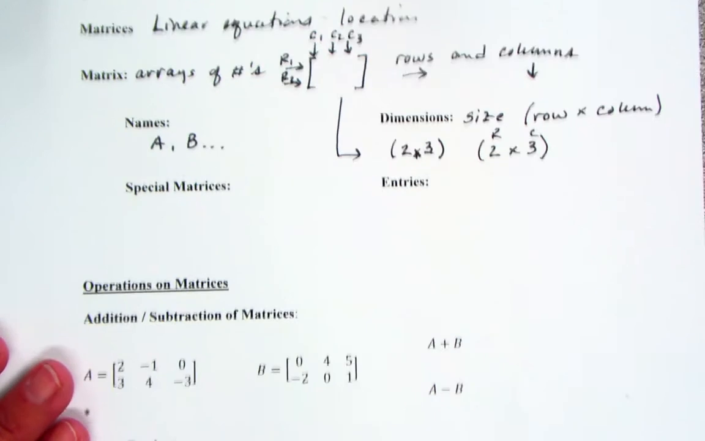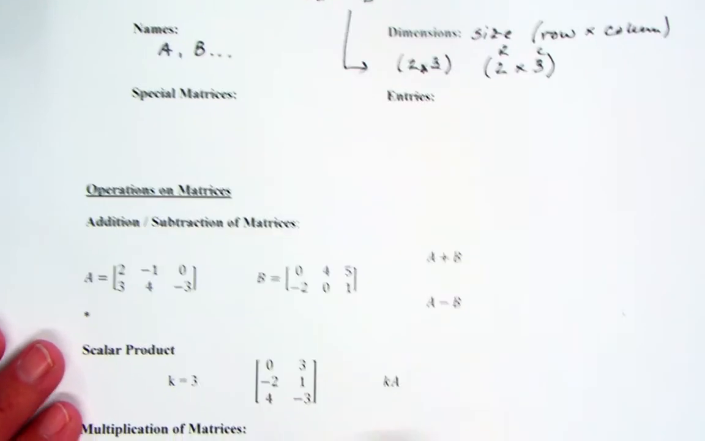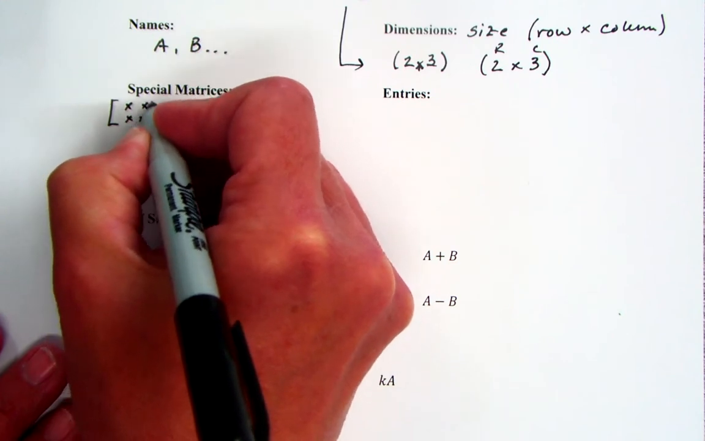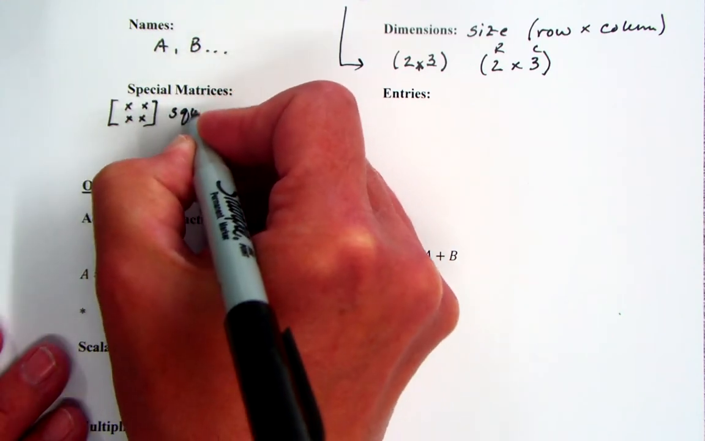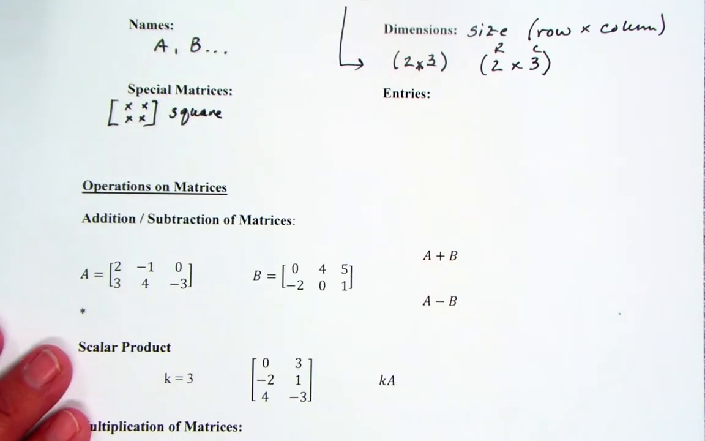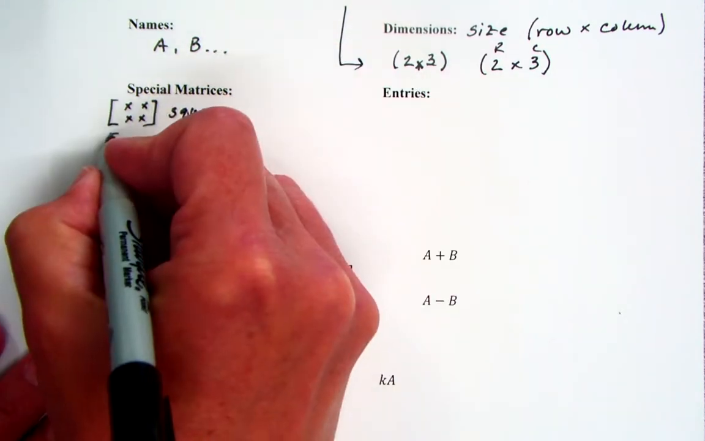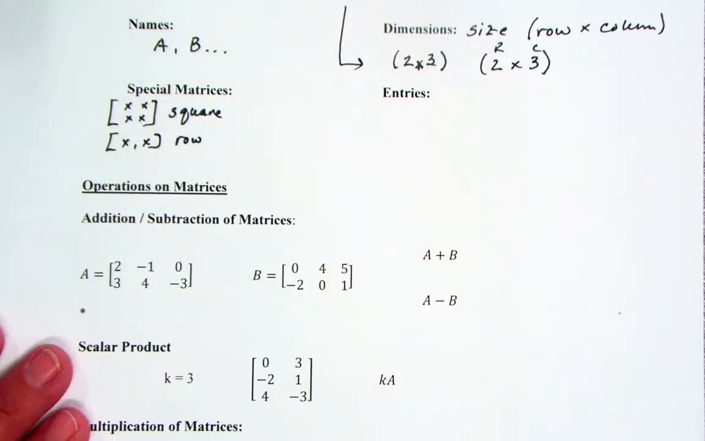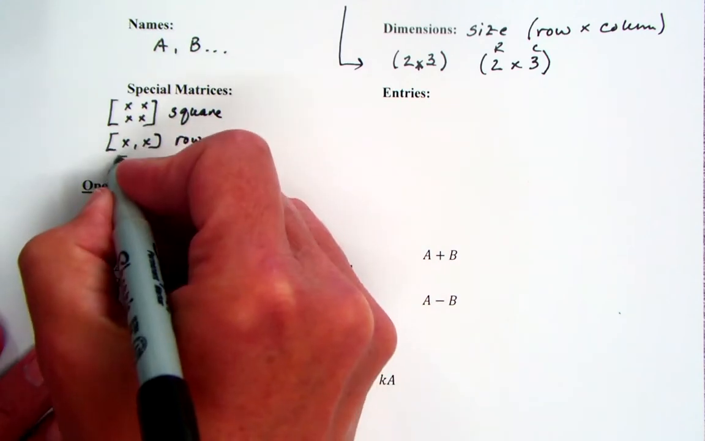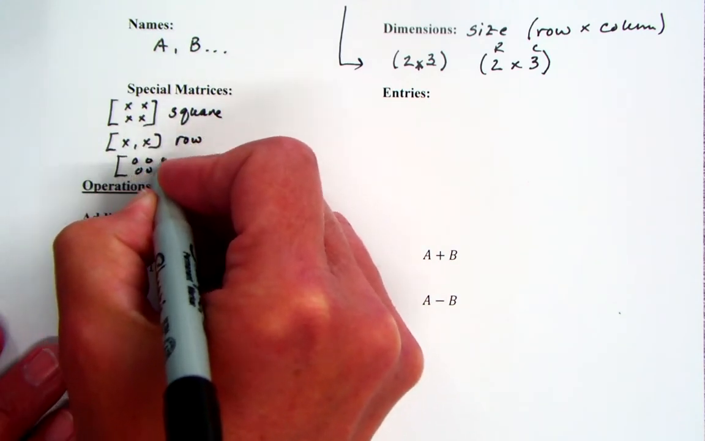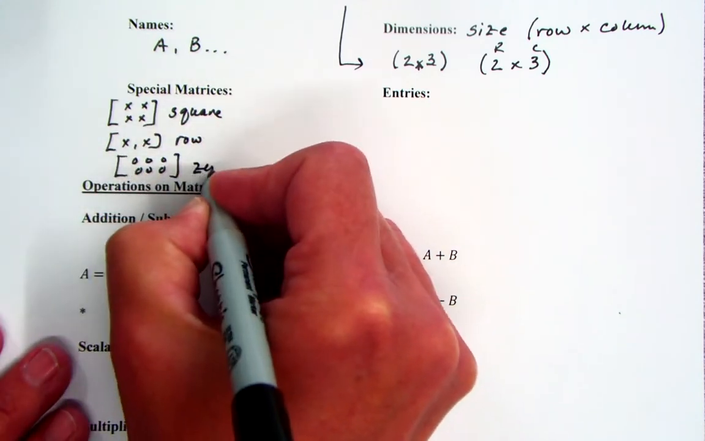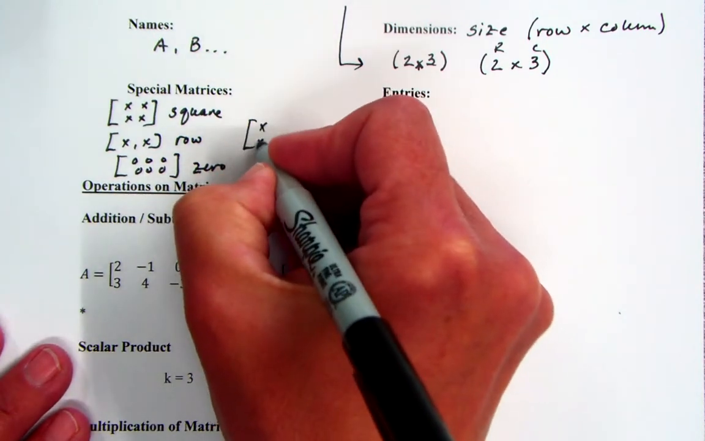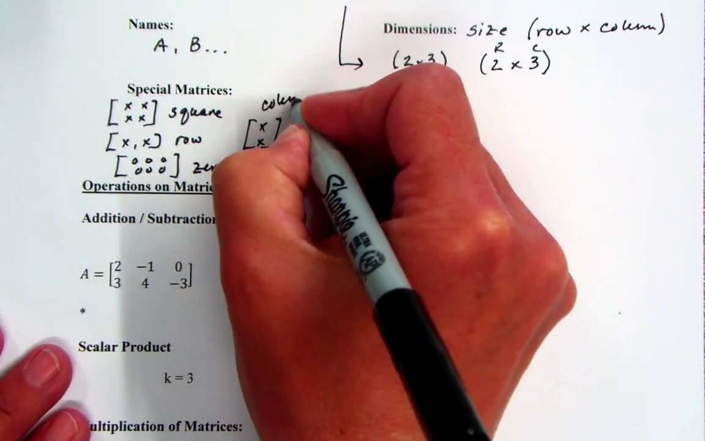Okay, so we have some special matrices. Well, one special matrix, I'm just going to use X's in the placeholders. That's a square matrix. Can you see why we call it a square matrix? We have a row matrix. I could put more X's in there if I would like, but that's called a row matrix. We have the zero matrix, which just has a bunch of zeros. And since I have a row matrix, guess what I also have? I have a column matrix.